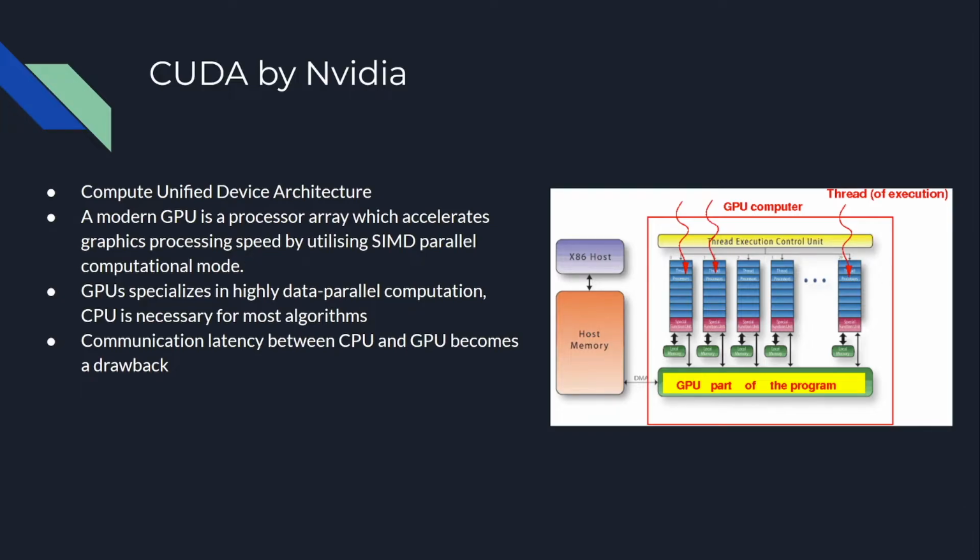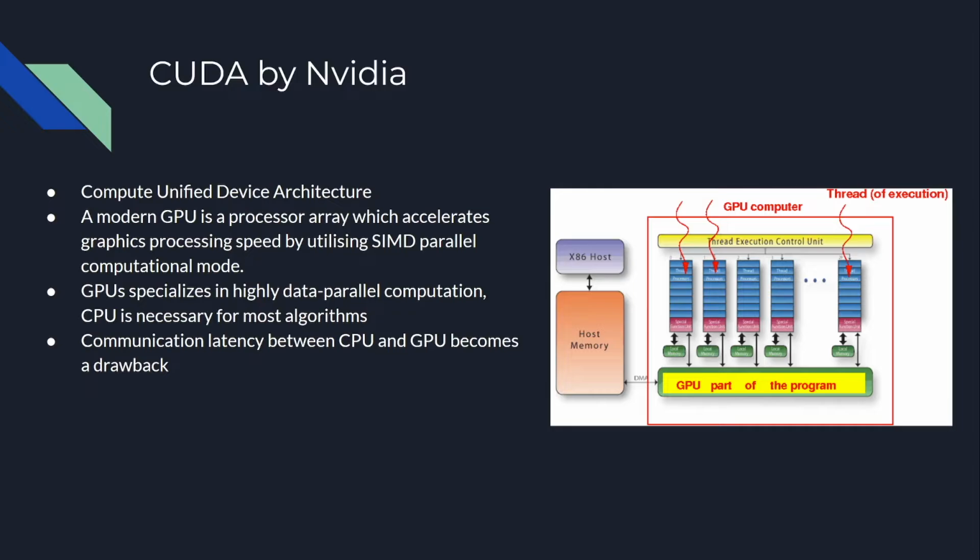So modern GPUs actually have SIMD architecture in them, and this is exemplified by the CUDA architecture by NVIDIA. And CUDA stands for Compute Unified Device Architecture. And so a modern GPU is a processor array which accelerates graphics processing speed by using SIMD parallel computation mode. And GPUs specialize in highly data parallel computation, and the CPU is almost necessary for most algorithms.